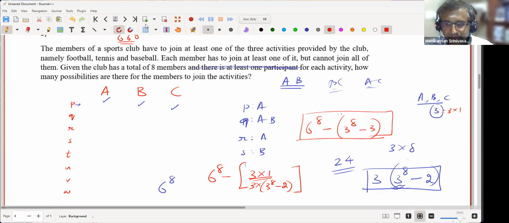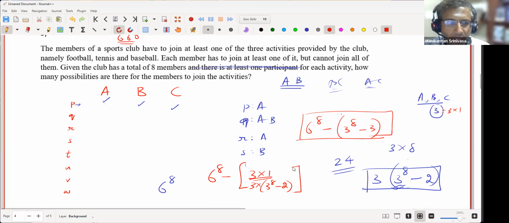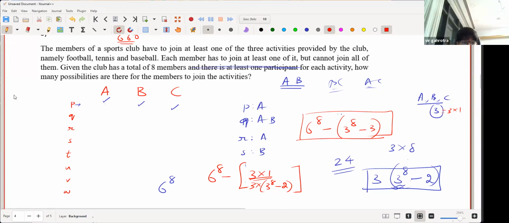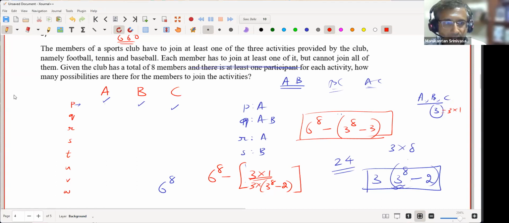Okay, makes sense? Everyone understood this? Kunsh, you're convinced about this? Veer, you're convinced? Sanvi? Okay. Yes, sir. Okay. Next question.